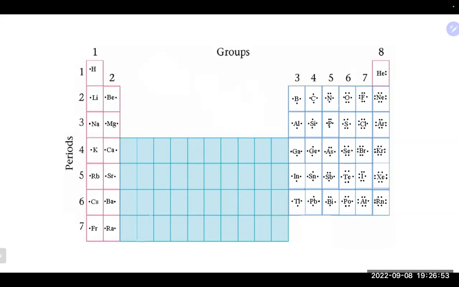That is the correct answer. Helium only has 2 electrons, so even though it's in group 8, it cannot have 8 valence electrons because it maxes out at 2. So helium only has 2 valence electrons. Everybody else in group 8 obviously has 8 valence electrons.